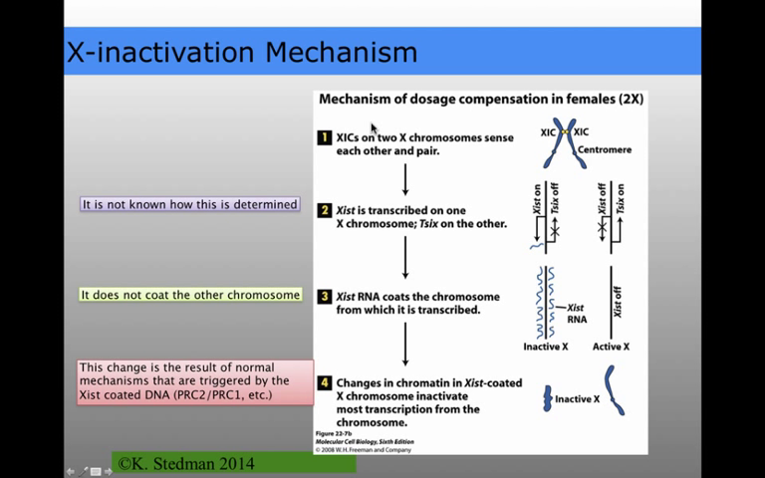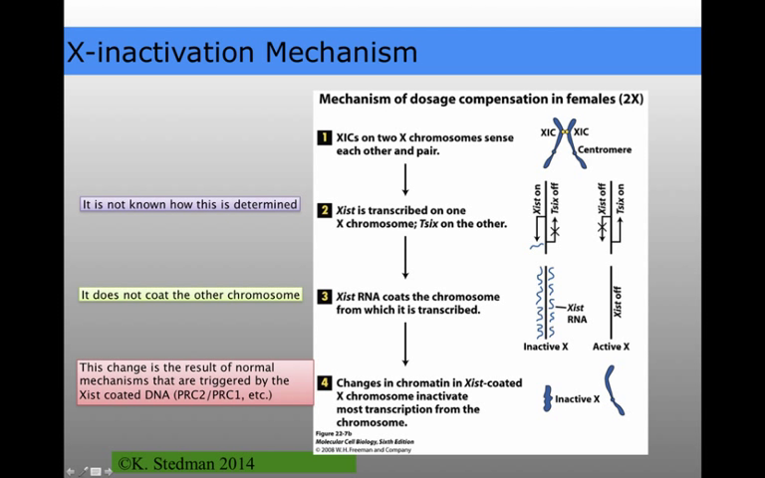So let's look at that again here. Here we've got the two X inactivation centers, by the way. That's what XIC stands for. They pair with each other. XIST is transcribed on one, T6 on the other. Why this actually happens and how it happens, it may just be completely stochastic or random. There doesn't seem to be any rhyme or reason to why one or the other of these X chromosomes happen.